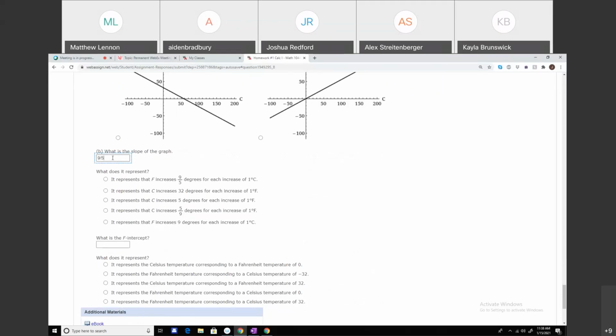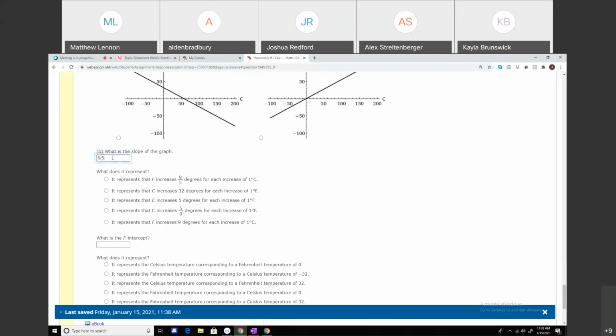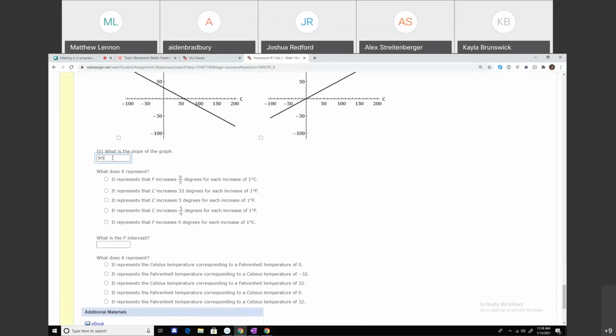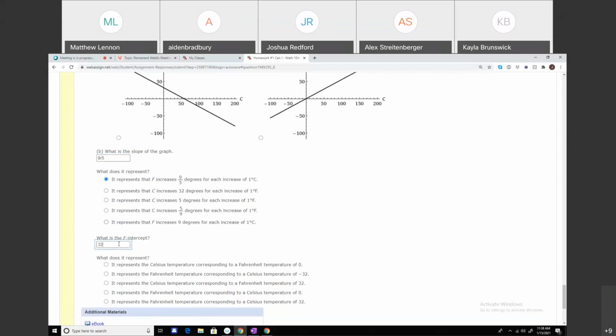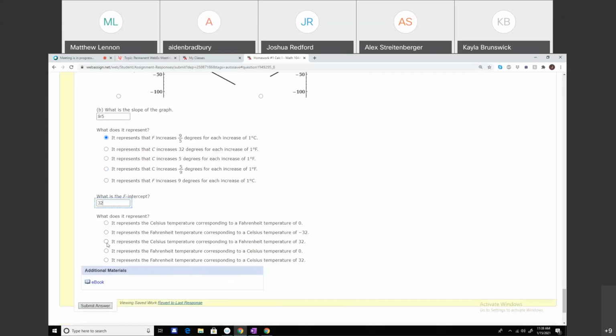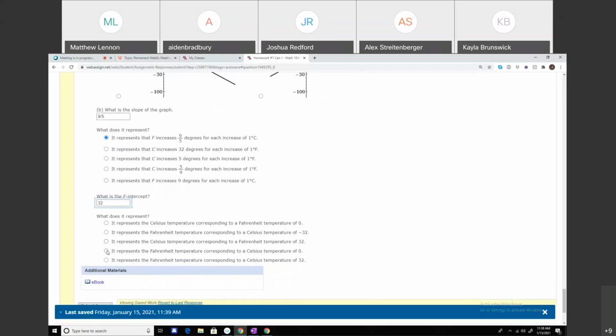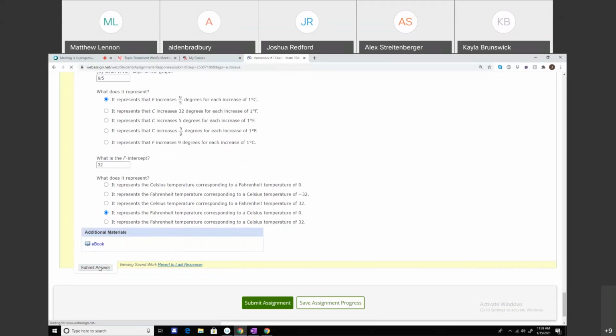What does it represent? F is your output, degrees Fahrenheit. C is your input. So it should increase 9 degrees Fahrenheit for every 5 degrees Celsius, or 9 over 5 degrees Fahrenheit for a 1 degree increase in Celsius. We could have done it like they did in D. It represents that F increases 9 degrees, but it would be for every 5 degree increase of Celsius. What is the F-intercept? 32. That's the freezing point. Yeah, the Fahrenheit temperature corresponding to a Celsius temperature of 0. And that is it. Hopefully we got those correct.